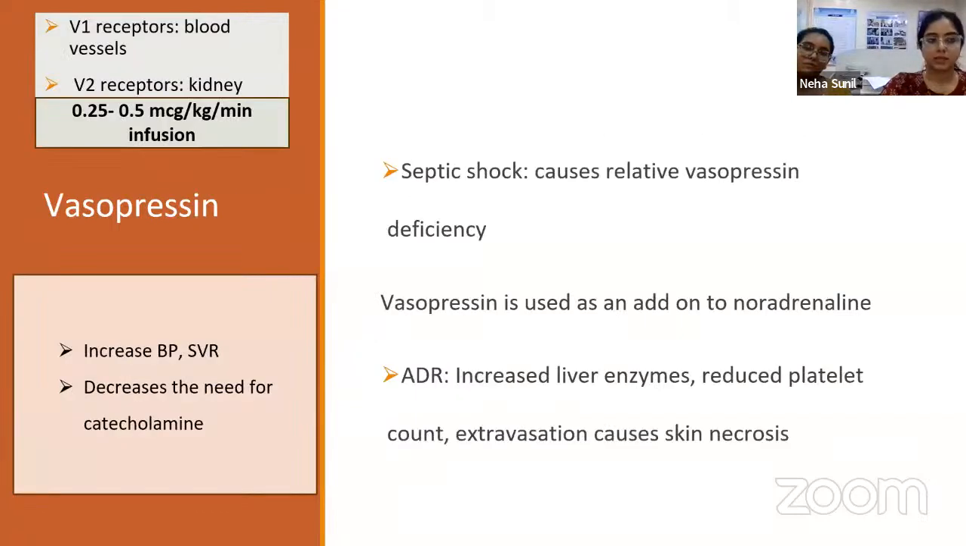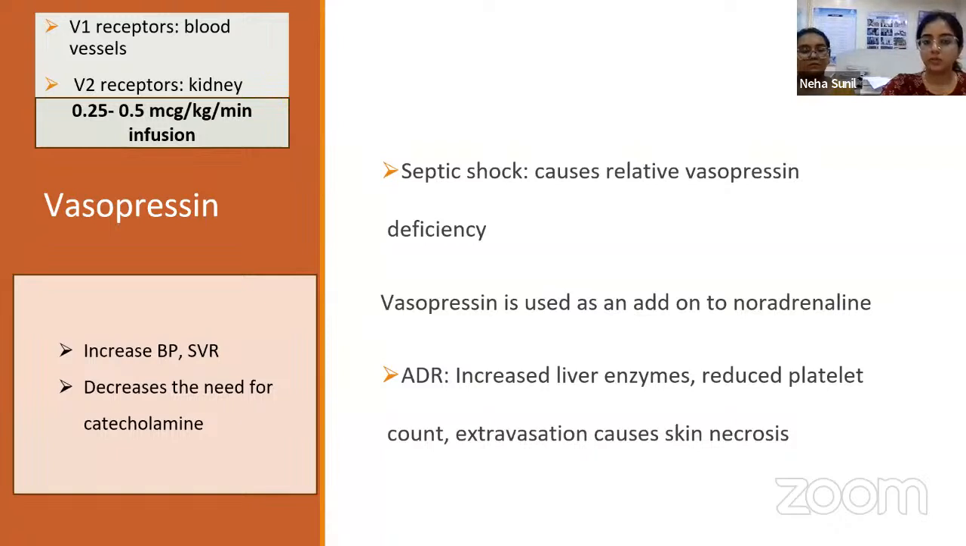Coming to vasopressin, vasopressin acts on V1 receptors, which are present on the blood vessels, and V2 receptors present on the kidneys. It is administered at a rate of 0.25 to 0.5, and it is used for septic shock. It causes relative vasopressin deficiency. In the first 24 to 48 hours, vasopressin is increased, following which there is a decrease in vasopressin. This is called relative vasopressin deficiency, which causes hypotension.